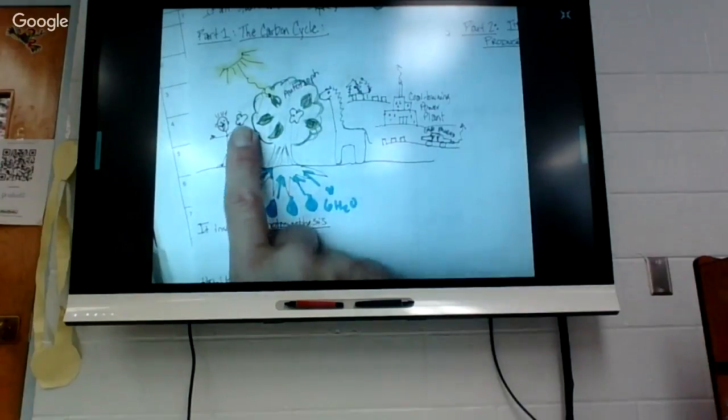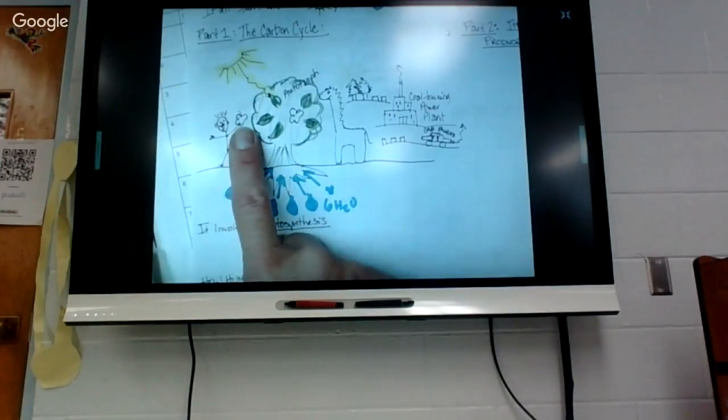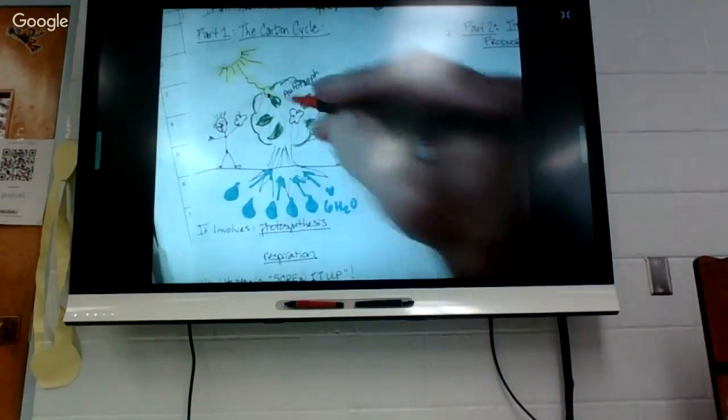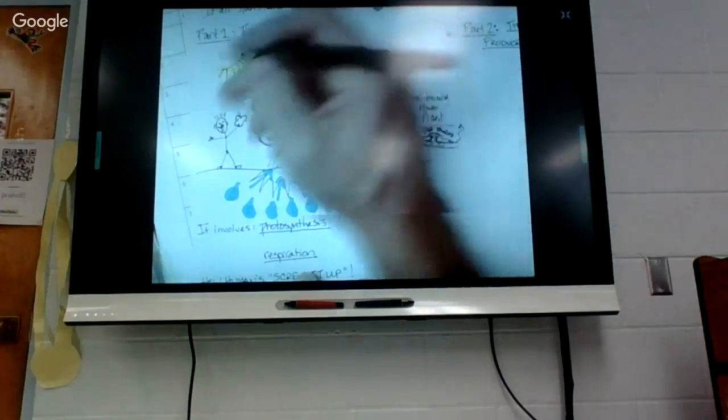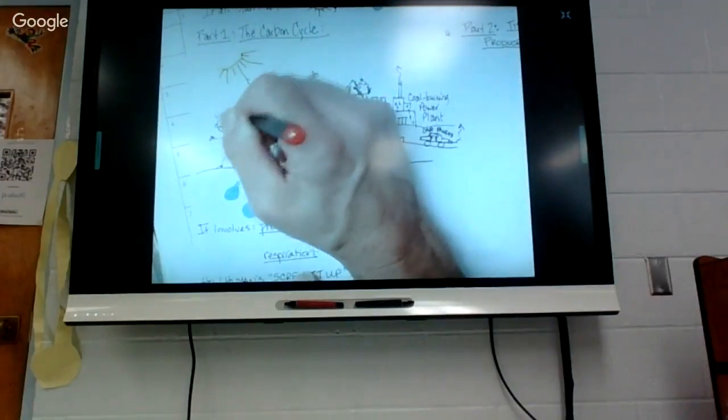These look like butterflies, but they're supposed to be apples. So that's what the red's for. Here's a red apple on this tree, and here's a red apple in this guy's hand.